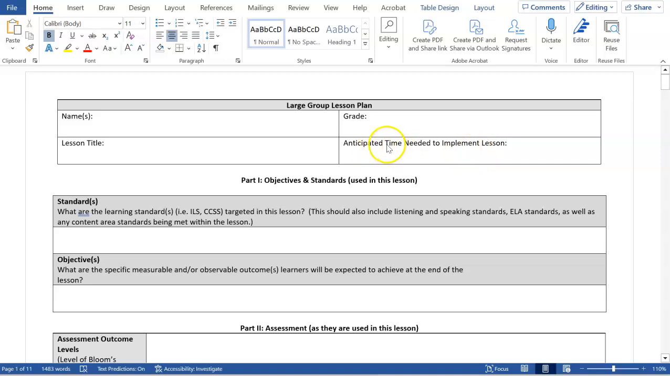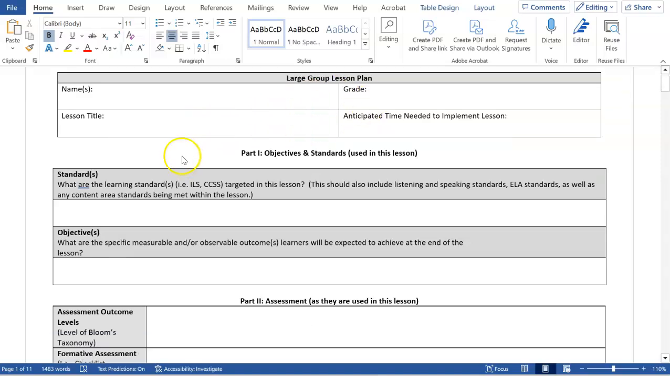And then over here, you're going to include how long you think the lesson would take, keeping in mind those time suggestions that we discussed for specific age groups. So if you are doing kindergarten and it's a large group lesson and you say it's going to take 45 minutes, I'm going to say, ooh, that is not a good idea, right? Because we don't want large group lessons to be more than 15, 20 minutes at the most. So that's what goes up here.